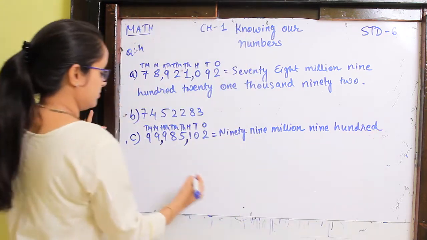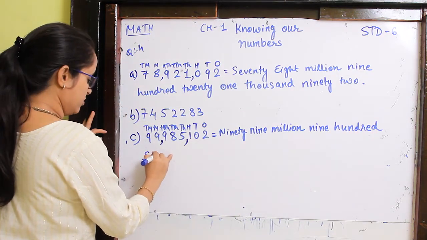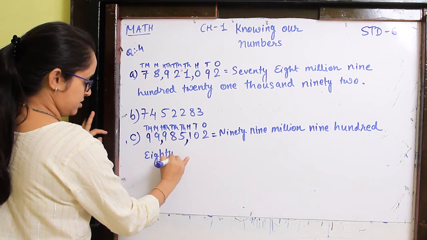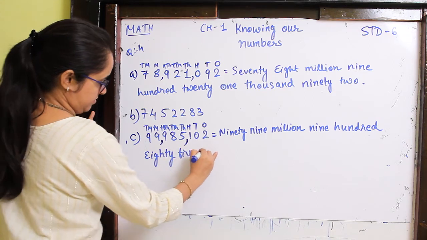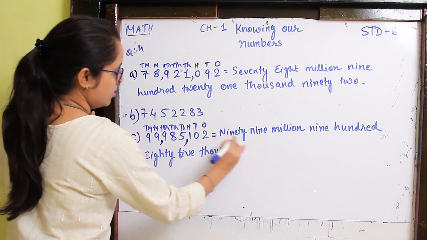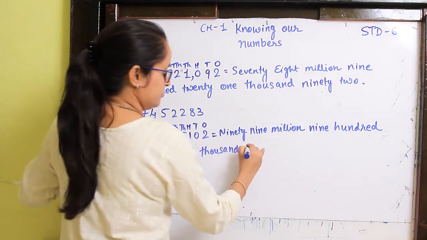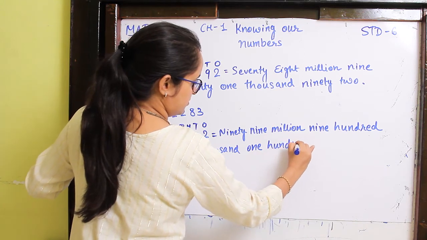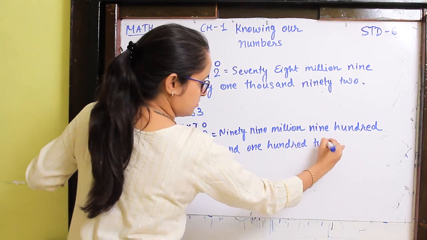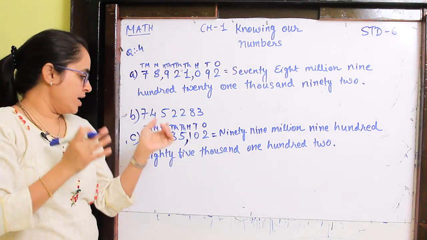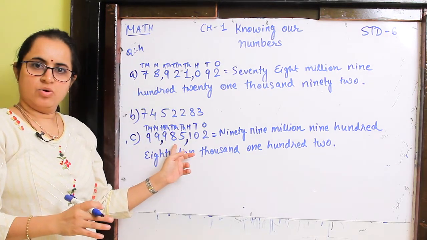9 9 9 9 9 8 5 1 0 2. This is your number. Now in this number you have to place commas according to the Indian international number system. Ones, tens, hundred, thousand, 10,000, 100,000, then million and 10 million. Okay, so remember, commas are between million and 100,000, and 1,000 and 100.